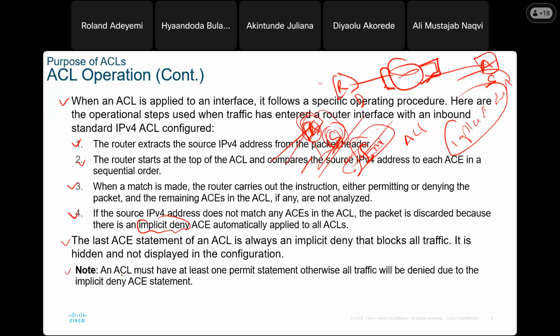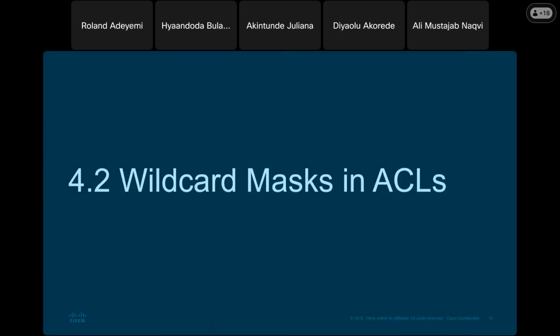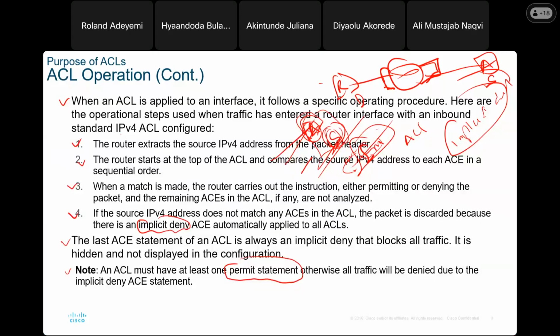Note, an ACL must have at least, look at it here, one permit statement. If the access list does not have one permit statement, what will the access list do? It will deny every other person because of implicit deny. Everybody will be denied, except the people that you are intending to deny, two people. Everybody on that network will be denied because of implicit deny. So we must come down and create a permit statement.